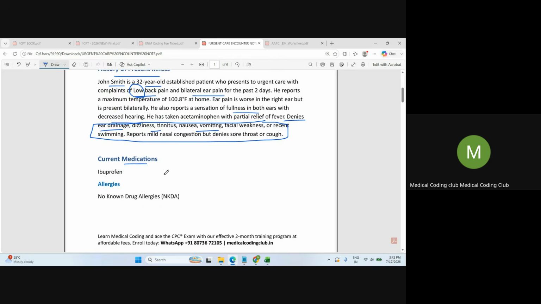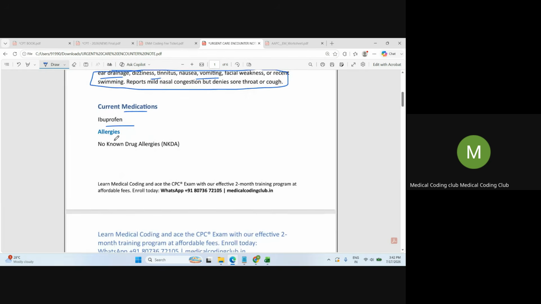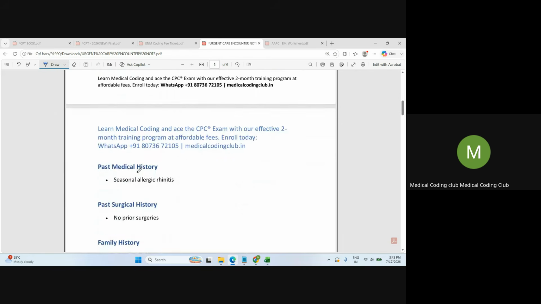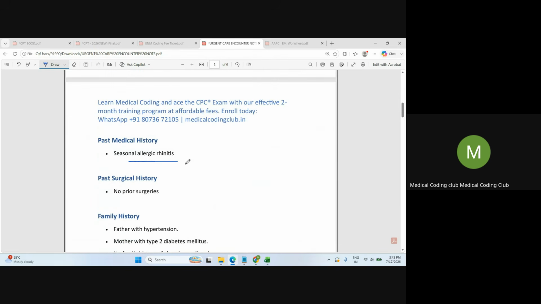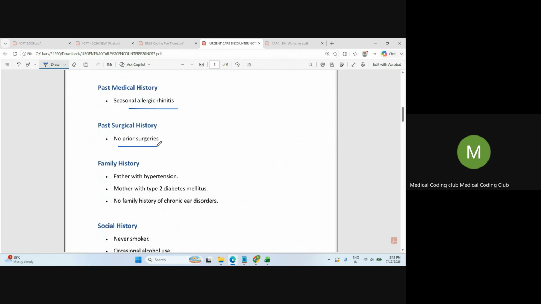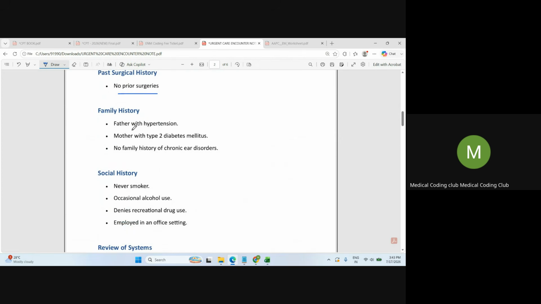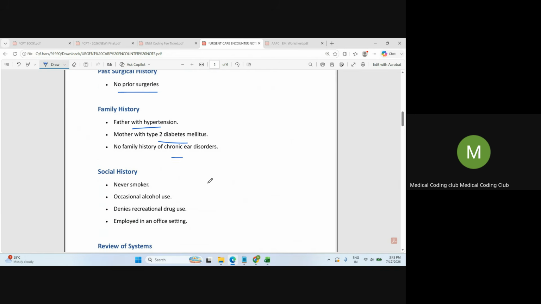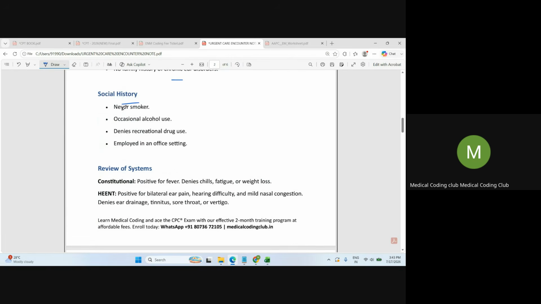Then current medication: he is taking ibuprofen. Allergies: no known drug allergies. That means the person is not allergic to any particular drug. Currently, he is taking ibuprofen. Then past medical history: he had allergic rhinitis, no prior surgeries. Family history, they have given some history about the family. Social history will always be there. You can see he was never a smoker, but occasionally uses alcohol.